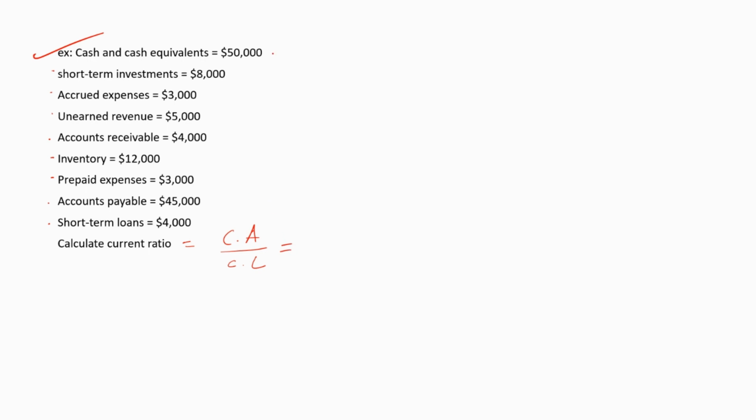Cash and cash equivalents. This is a current asset. So 50,000. Short-term investments. This is also a current asset. 8,000. Accrued expenses. These are the expenses that the business was not able to pay. This is a current liability. 3,000. Unearned revenue. These are the revenues that are received from the customers in advance. So this is a liability. Accounts receivable. This is the revenue that the customers should have paid to the business, but they still haven't paid yet. So this will be a current asset.